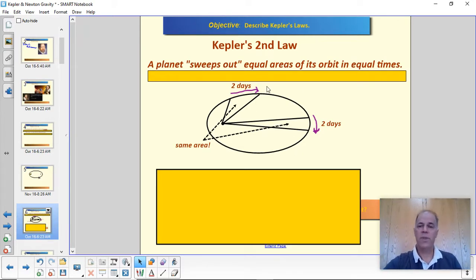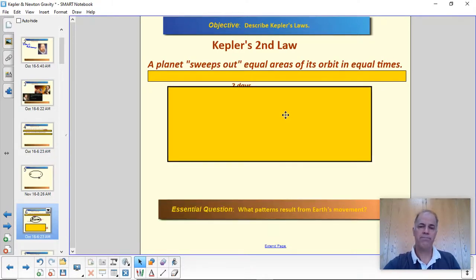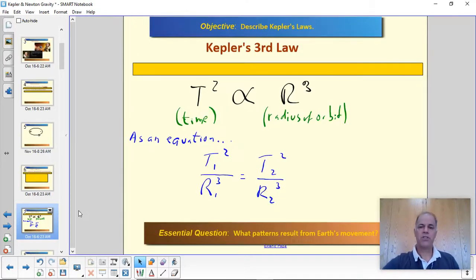Okay, so you need to know this. I find it easiest to remember as an image, as a picture. It's the idea of the pizza slices being the same size, and that the edge of the pizza slice is defined by how much time it takes for the planet to travel. And in words, it says, a planet sweeps out equal areas of its orbit in equal time. Great. Okay, that brings us to the third law.